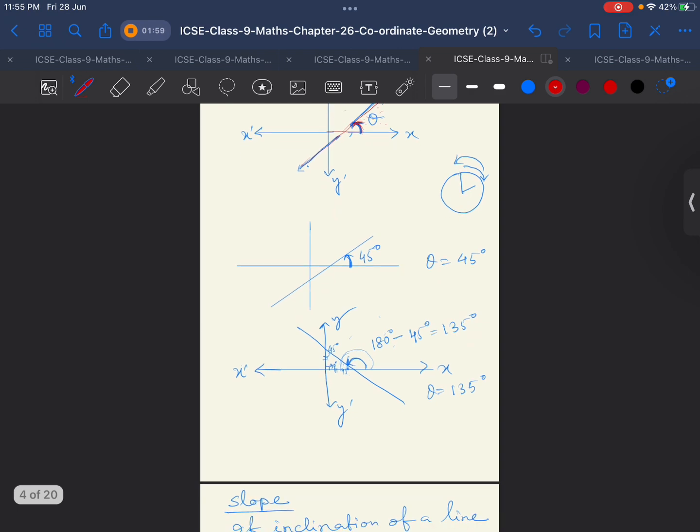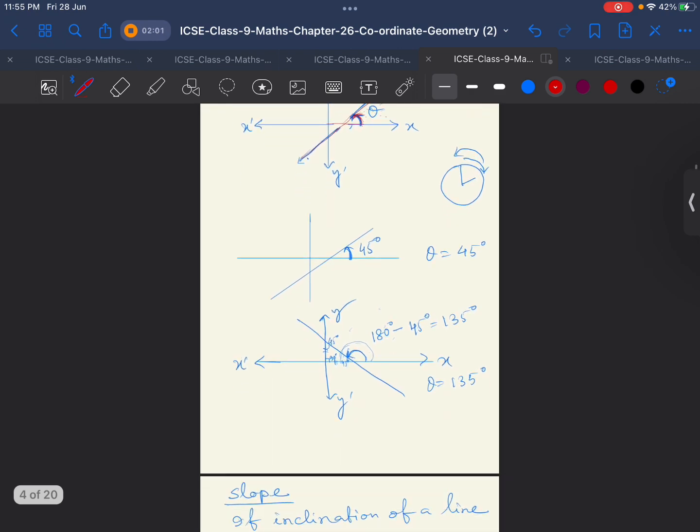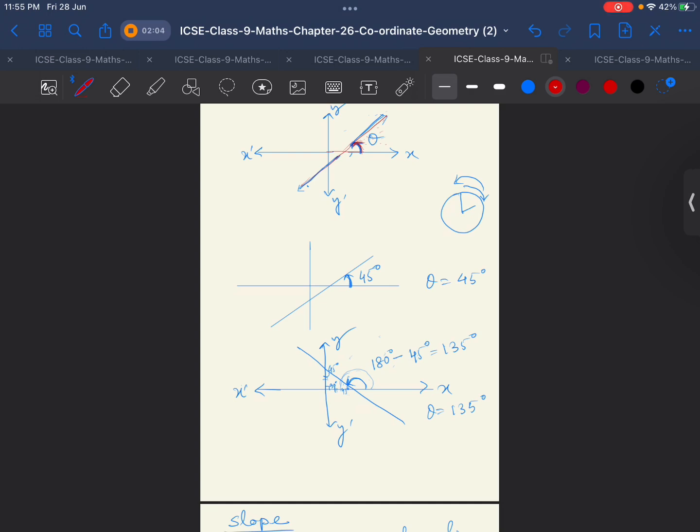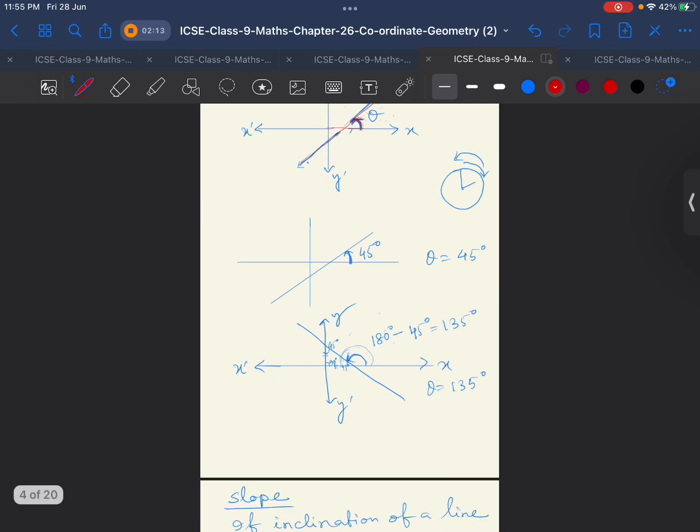So you understand what is inclination. A line makes an angle theta with the positive direction of the x-axis, that is anti-clockwise direction of the x-axis, never clockwise direction. Now let's understand what is anti-clockwise direction. You see here, this is a clock and this is clockwise direction. You know this is clockwise direction and this is anti-clockwise direction.